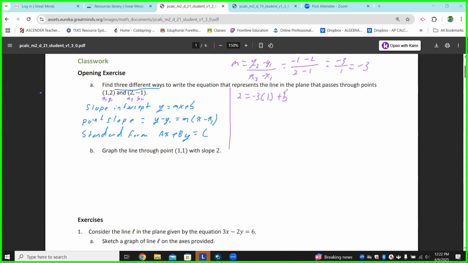I'm actually using the first point. So y is going to be 2. So I plugged it in there. My m, I just calculated, -3. My x is 1. And then plus b, I don't know what b is. That's what I'm solving for.